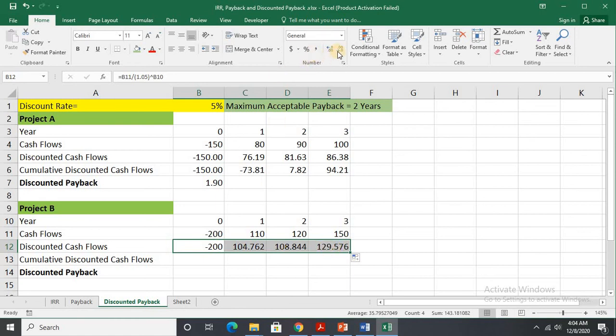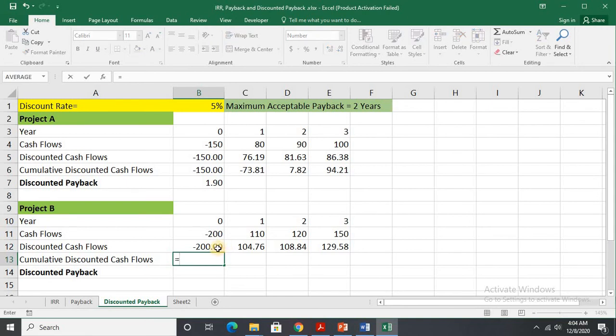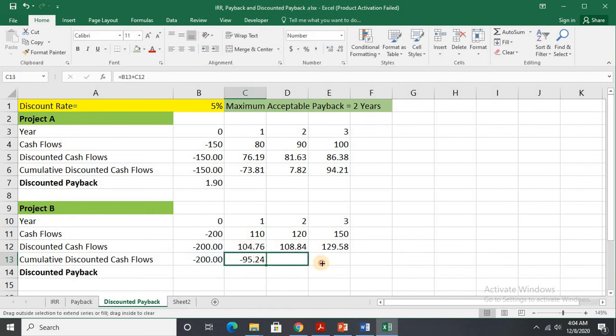We keep only 2 digits. Then we calculate cumulative discounted cash flows. Again equal sign. For the first year it will be minus 200, so sorry, that's that for year 0. For the first year it will be minus 200 plus 104.76. Press enter, then drag this one. So these are the cumulative discounted cash flow for project B.